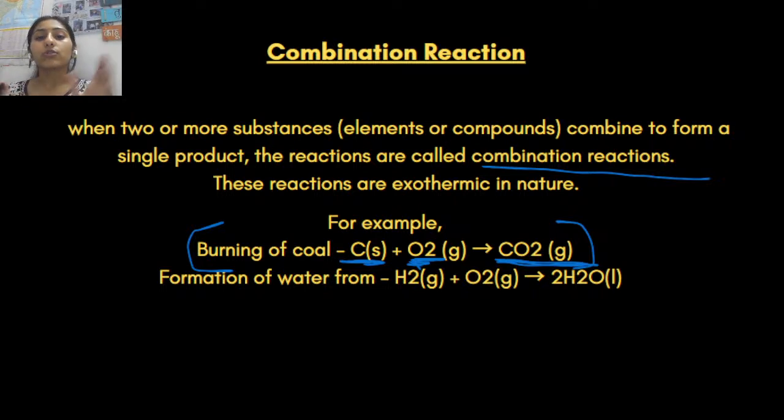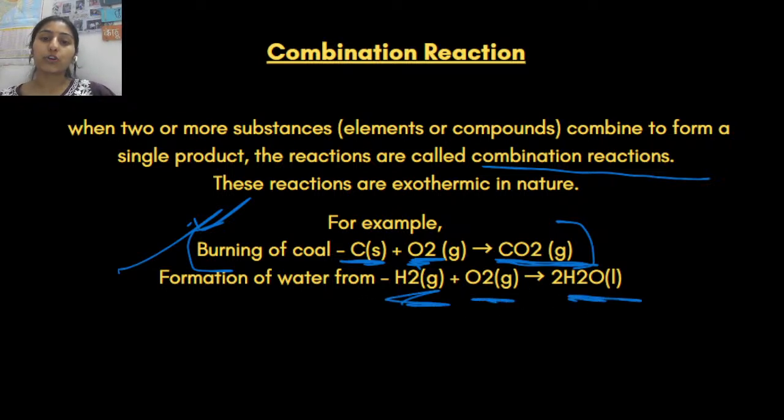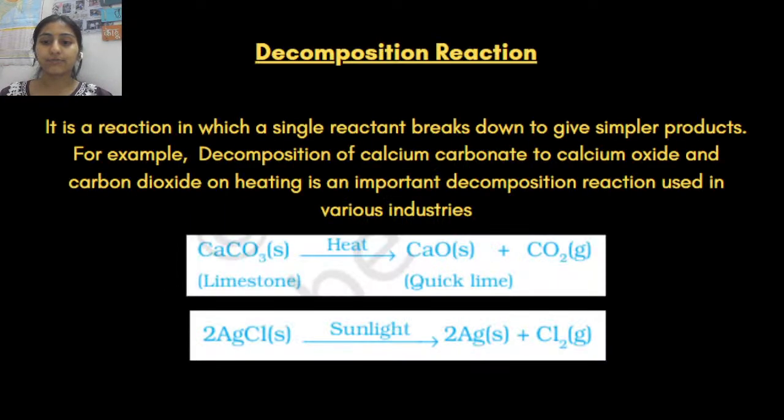So in this particular reaction, carbon and oxygen are reacting to form a single product, that is carbon dioxide. This reaction would be regarded as a combination reaction because there are two reactants and one product. Two reactants, one product. So the reaction would be regarded as a combination reaction. For example, burning of coal or formation of water, right? In formation of water also we have two reactants and one product, so it would be regarded as a combination reaction.